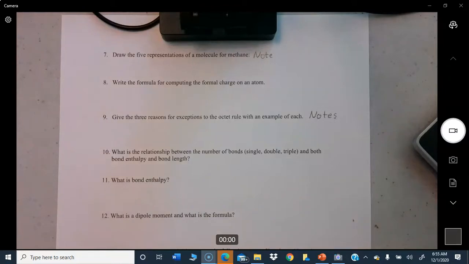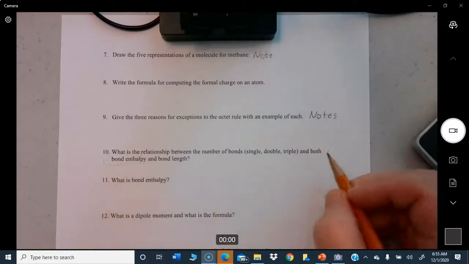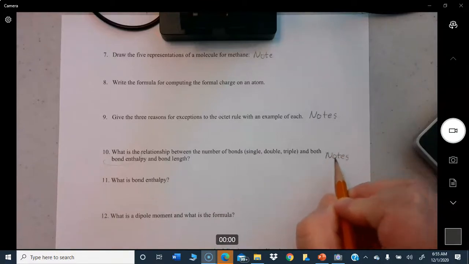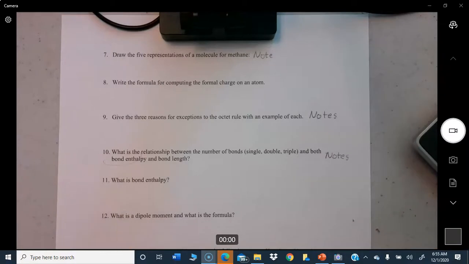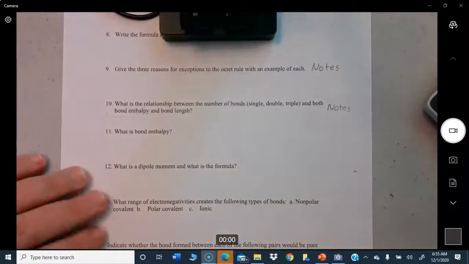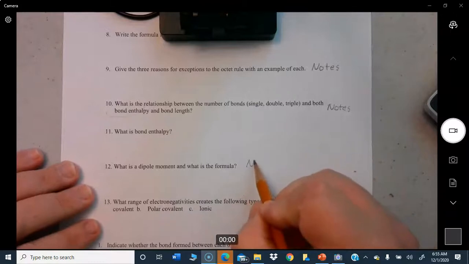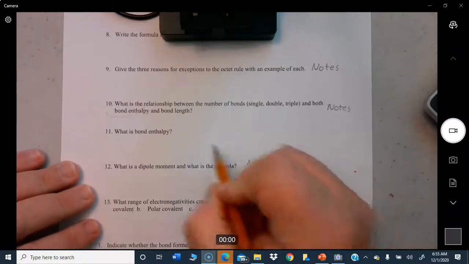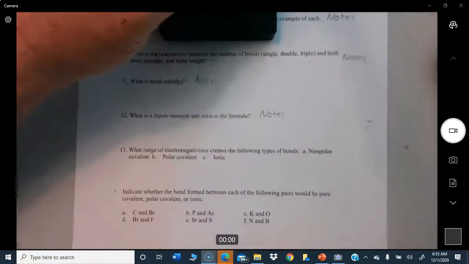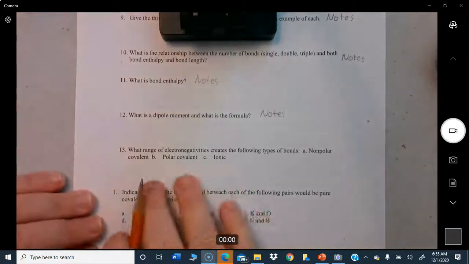What is the relationship between number of bonds, single, double, triple, and both bond enthalpy and bond length? So bond enthalpy is defined in the notes, so this is an answer that you need to go to the notes for. What is bond enthalpy? I should have asked that first probably, but anyway, that's in the notes. What is dipole moment? That's only in the notes. Okay, and this was in the video and is in the notes.